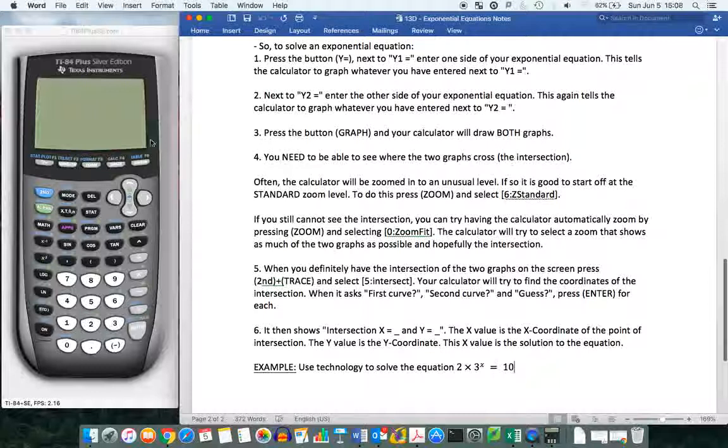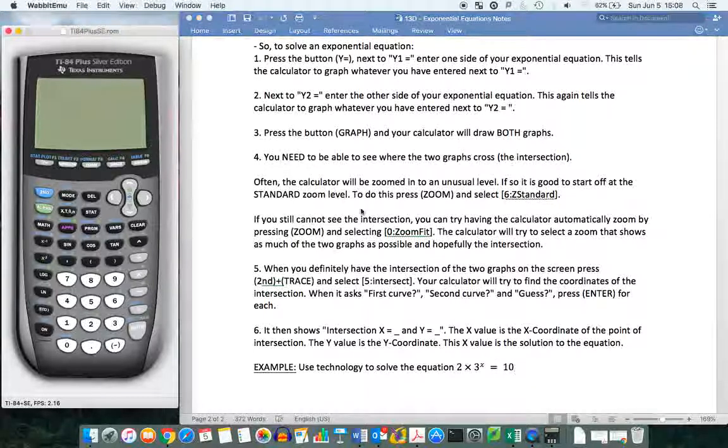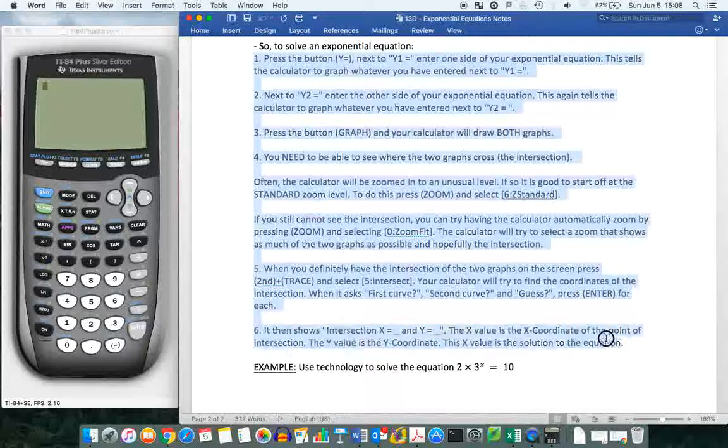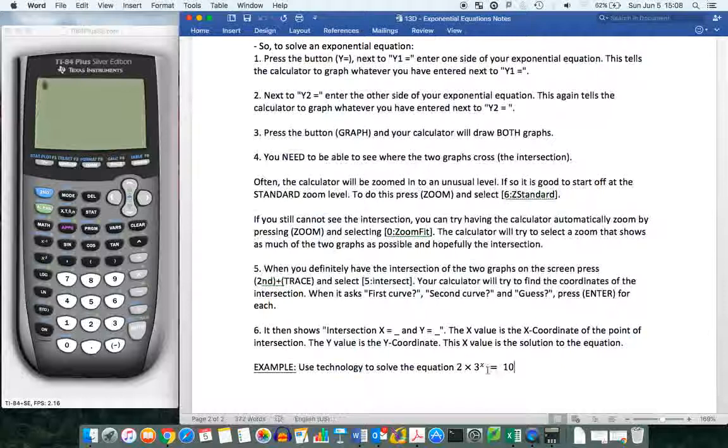I'm going to take you step by step through solving one of these. There's no other easy way to find out how to do this other than to step you through. Instead of reading out these steps, we're going to start with an example and see these steps in action. There are 6 steps using your calculator. So we're going to use those 6 steps to solve this: 2 times 3 to the power of x is equal to 10.